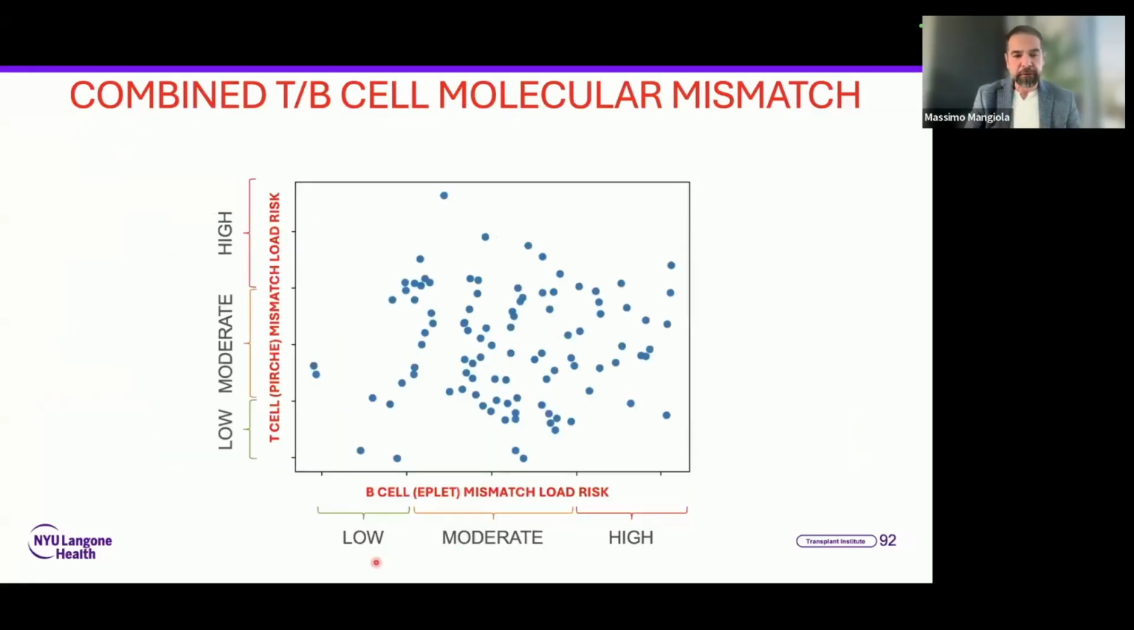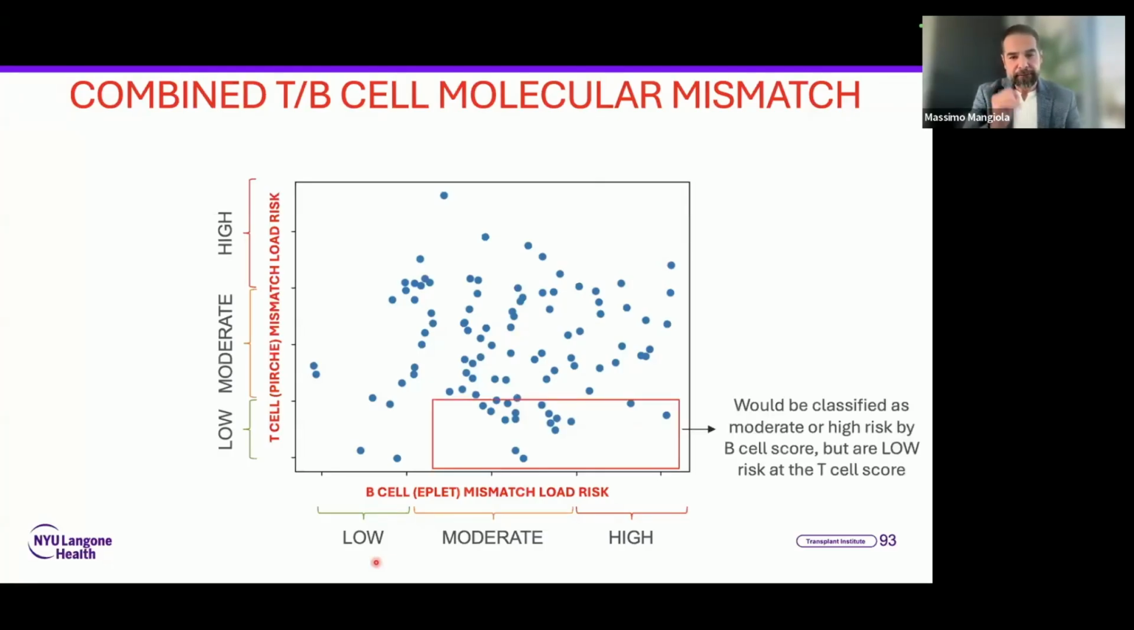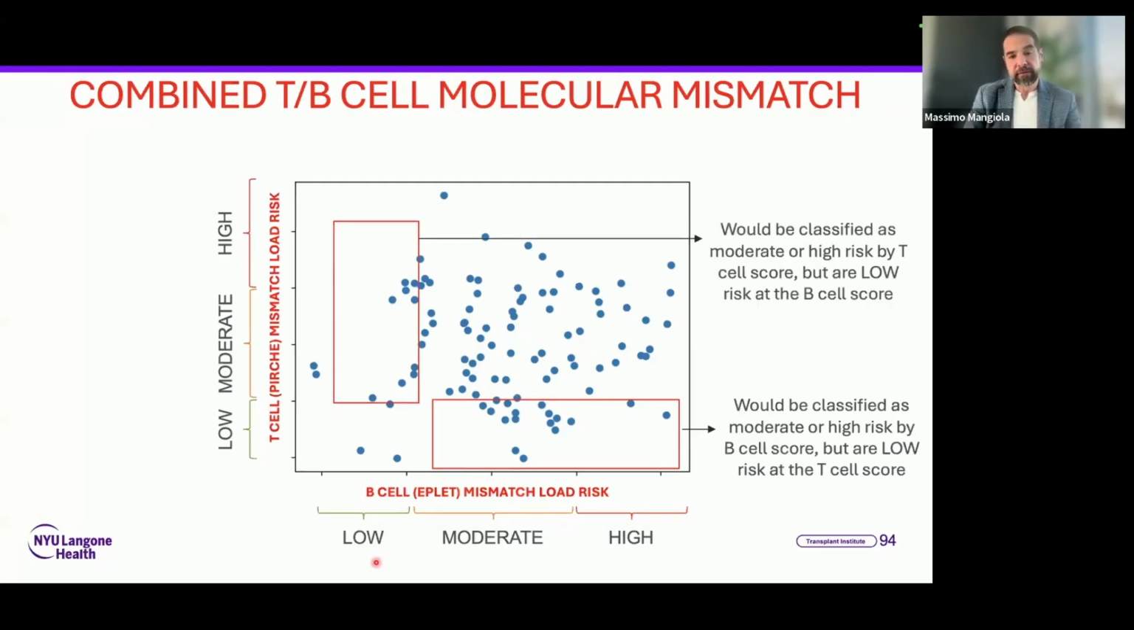What I'm trying to say is that if you plot your transplants in a scatter plot like this one, where you have B cell mismatch on the X, T cell mismatch on the Y, and you split them by low, moderate, high, whichever score you want, you will always find that population of transplants right there that are classified moderate or high risk by B cells, but at a low risk by T cells. So you always find this group of cases right here, where it's exactly the opposite. They are moderate or high by T cells, but they are low by B cells. And they are not the same as the transplants in the middle of the scatter plot.